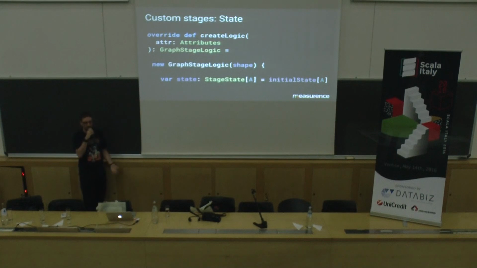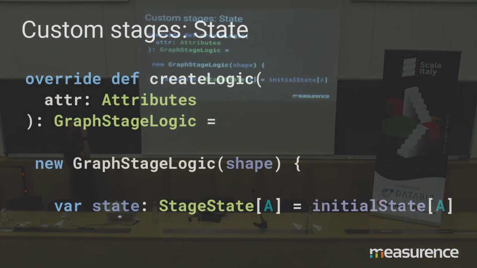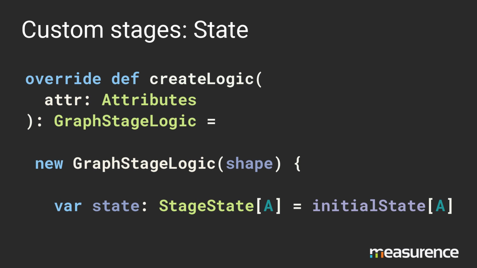Next, we want to implement the logic of this stage. You might see that this part is wrapped in a create logic class call. This is because, as I said, the stage itself is immutable. But when the stream is run, this call is made, and you have to return to it a graph stage logic instance. That's actually what is going to run your logic. For this reason, the state of the stage must be placed here, because if you place it before in the main class, you will share the same state across all your instances, and that's not what you want.